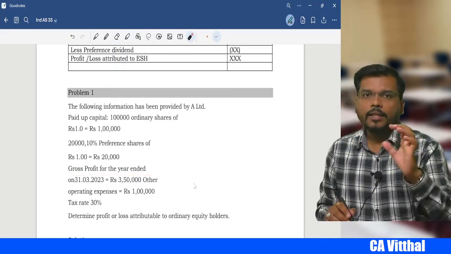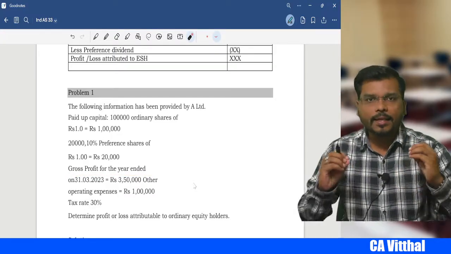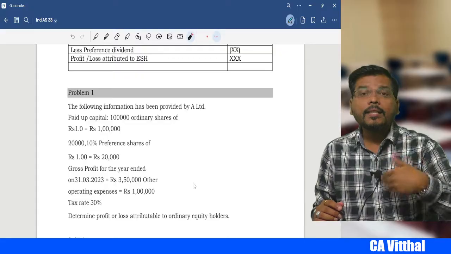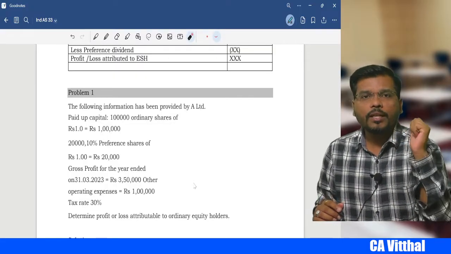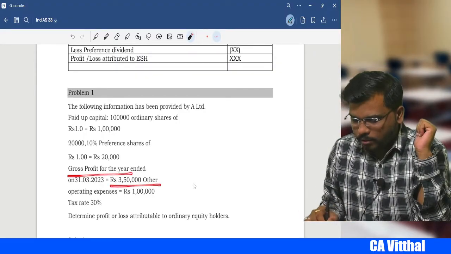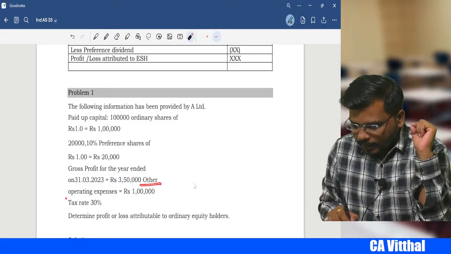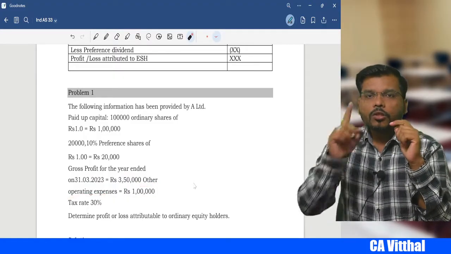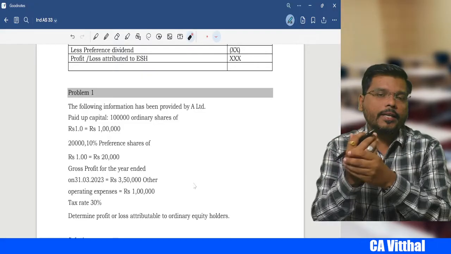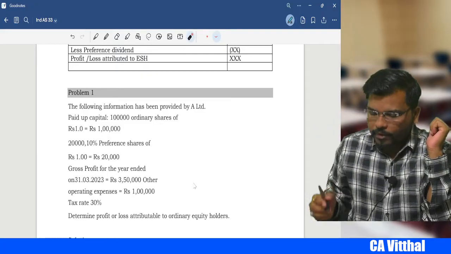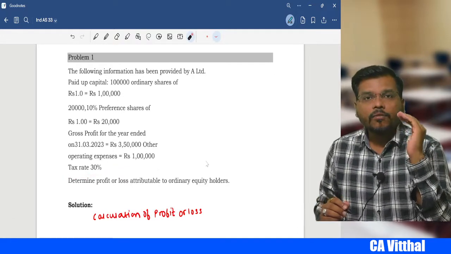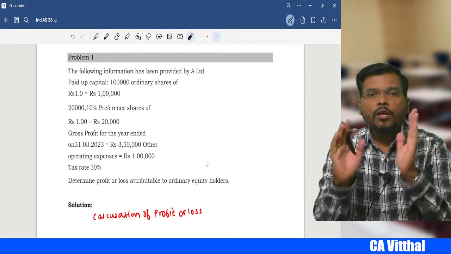Gross profit for the year. In this case, they have not given the profit before interest and tax. They have given gross profit. From the gross profit, we have to subtract the indirect expenses to get profit before interest and tax, or profit before tax. So they have given gross profit, which is 3,50,000, and other operating expenses, which is 1 lakh. From the gross profit, if you subtract the other operating expense, which is 1 lakh, you get profit before tax, which comes to 2,50,000. In that 2,50,000, if you subtract the tax, we get profit attributable to equity shareholders.